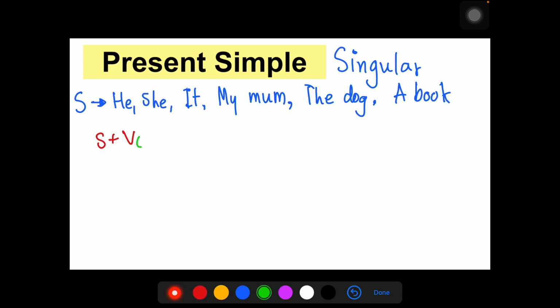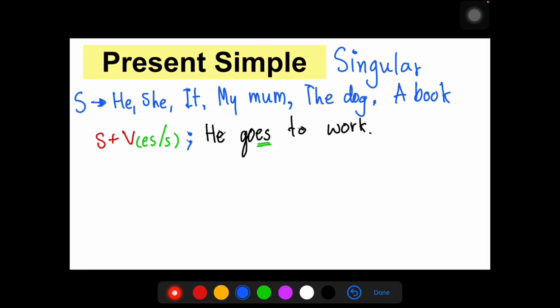But this one you need to add s or es. For example, he goes to work. See, we add es to the word go.